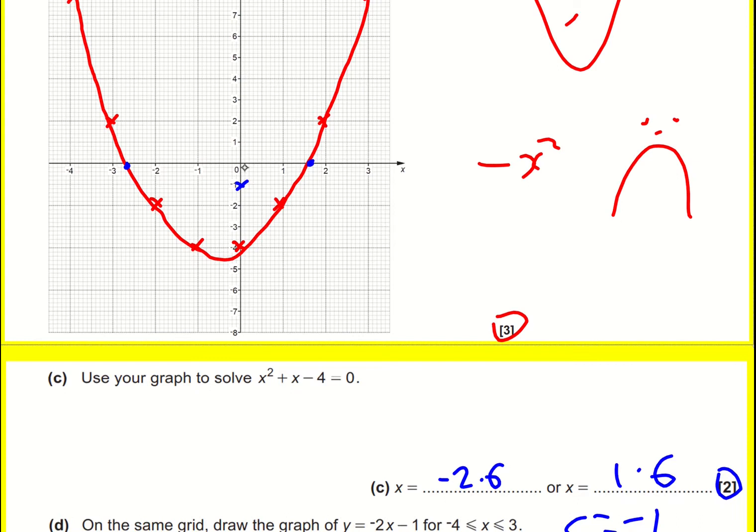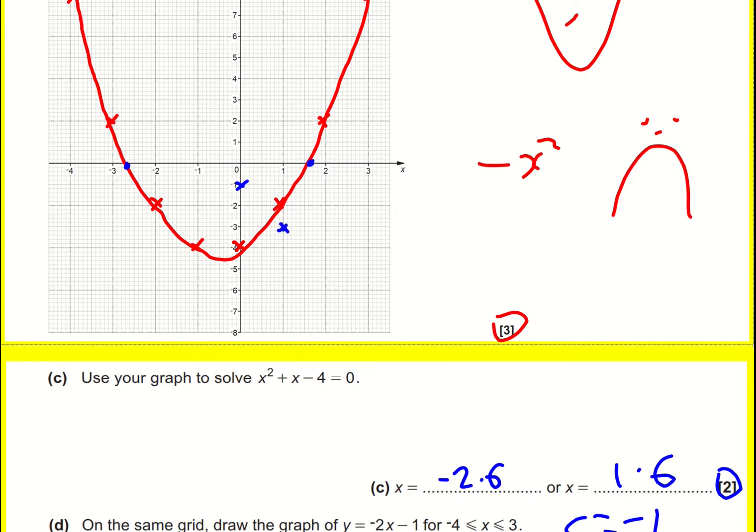It's a bit different. Two of these bigger squares in the x direction is worth 1, whereas 1 of the bigger squares in the y direction is worth 1. So I'm going to go along 1, and then I'm going to go down 2.